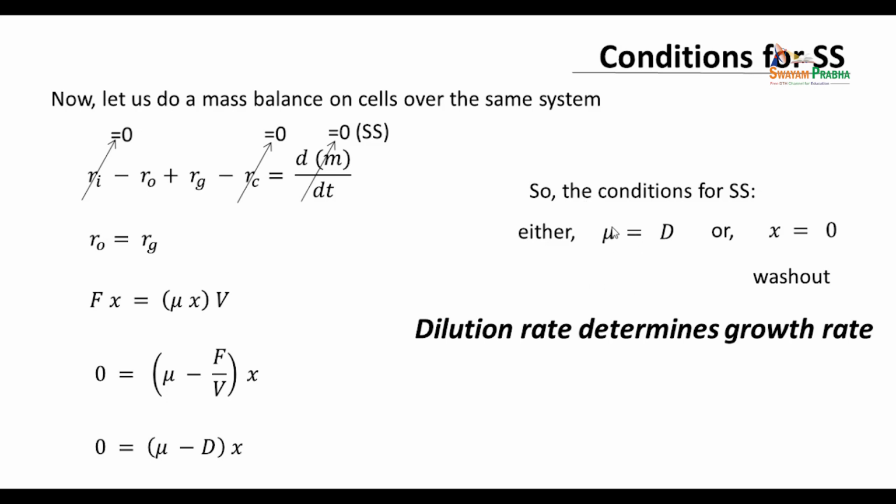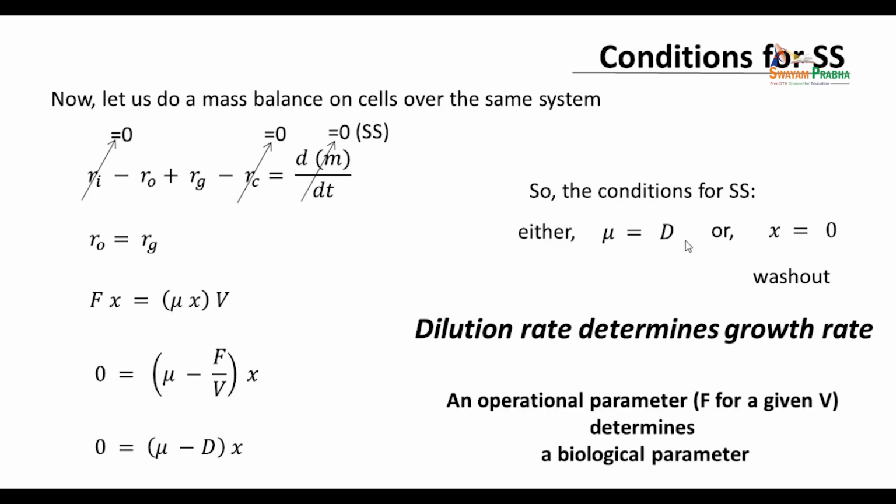The specific growth rate, as you know, is a biological parameter, right? So by changing an operational parameter, which is the dilution rate, by tweaking a knob, we are able to have control over the growth rate of the organism, which is a biological parameter. That is something very, very profound here. So an operational parameter F for a given V determines a biological parameter. That's the significance of this equation. That will happen under steady state conditions of operation of a chemostat. So if you want the cells to grow at a higher rate, you just have to increase the flow rate, and the cells will grow at a higher rate until a certain point. We'll see that.